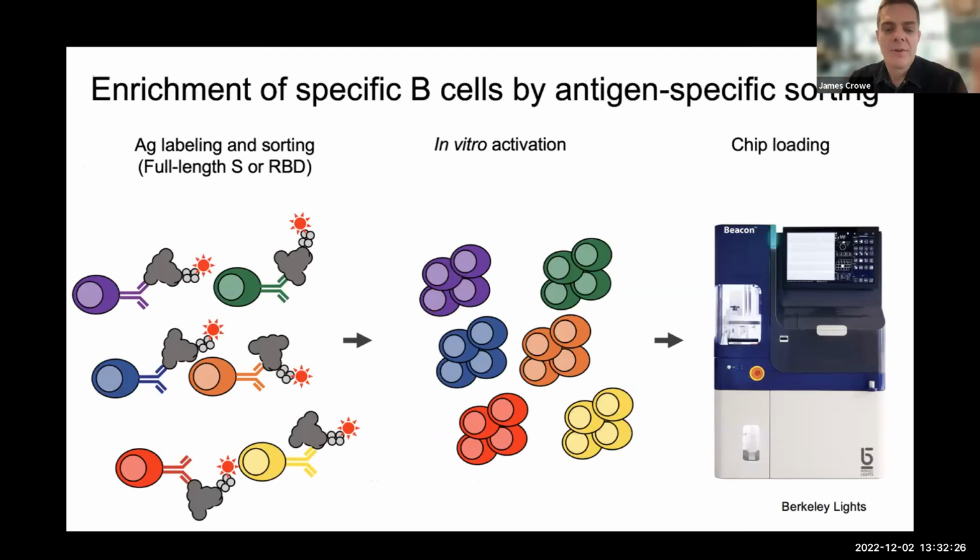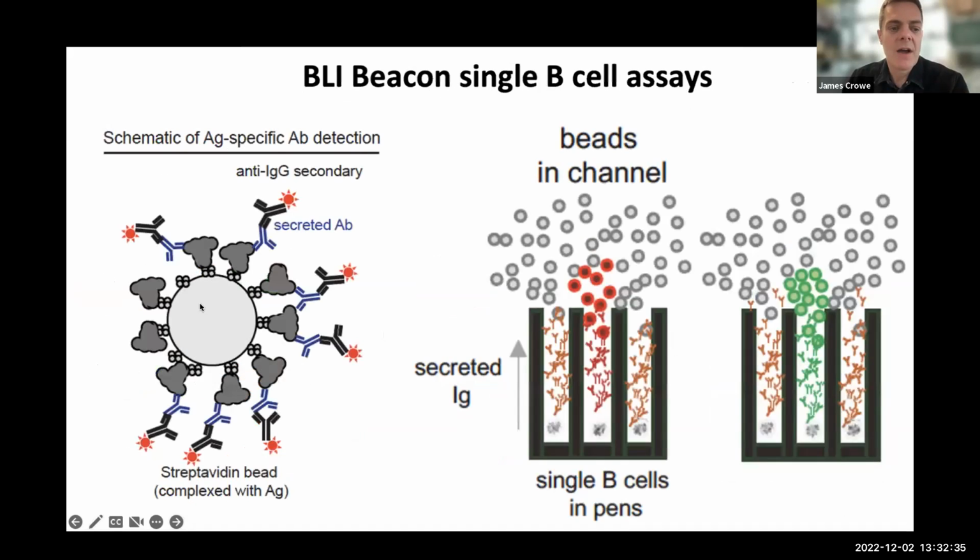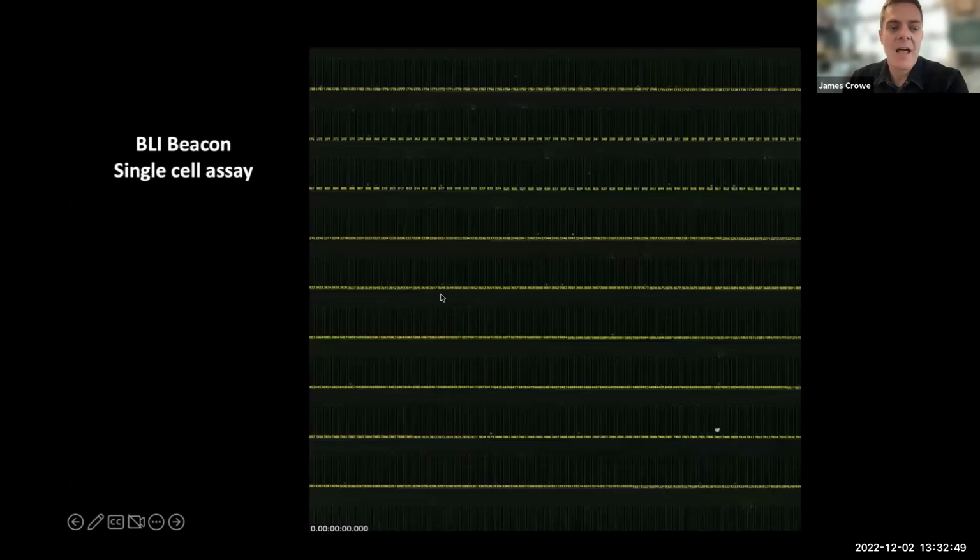It was the first time we ever used it, but it's a pretty interesting device where you can do single-cell stuff at high scale. So we covered beads with SARS-CoV-2 spike protein, and each individual cell goes into these little wells that they call pens, and the antibody secretes out into a channel. And so you can identify individual cells that are alive.